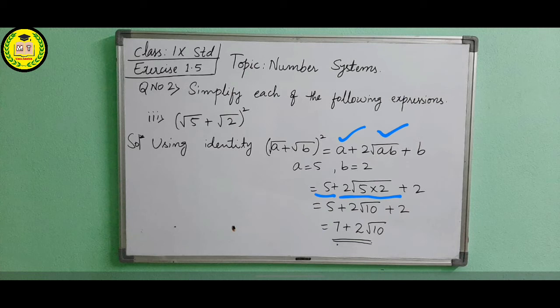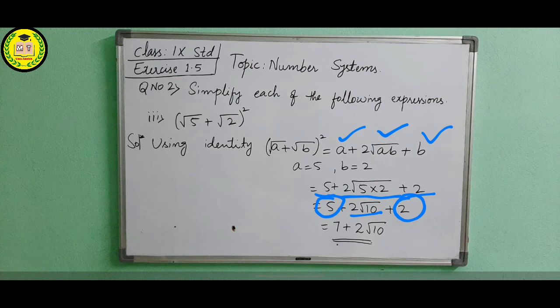Into 2, because we have 5 and 2 as a and b. b is 2, that is also the same. 5 we keep the same, 2 we keep the same. √5 into 2 means √10. Now look here, the square root sign is there, so we cannot add with that. That's why the first 5, a numerical number, and the last 2, 5 and 2 if we add, will give you 7. So we get the answer as 7 plus 2√10.